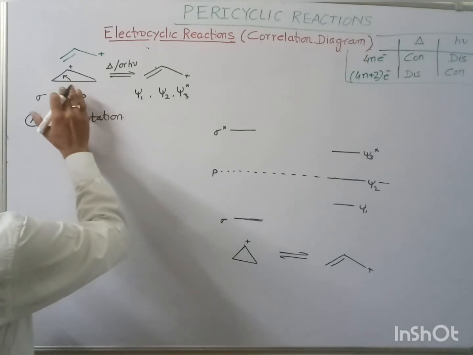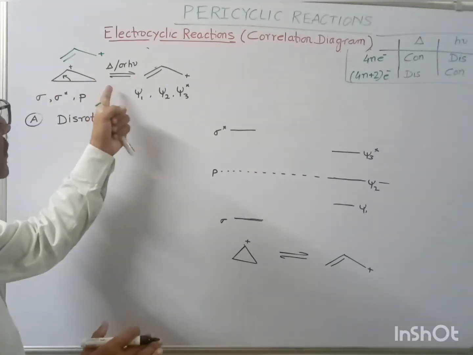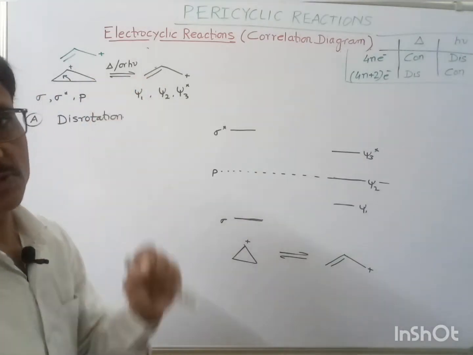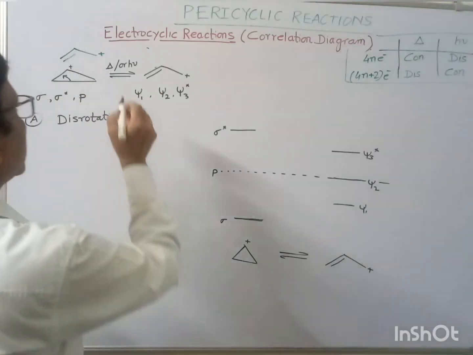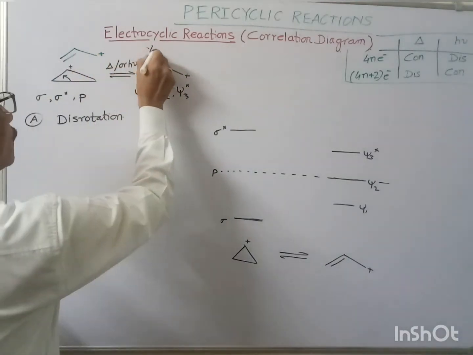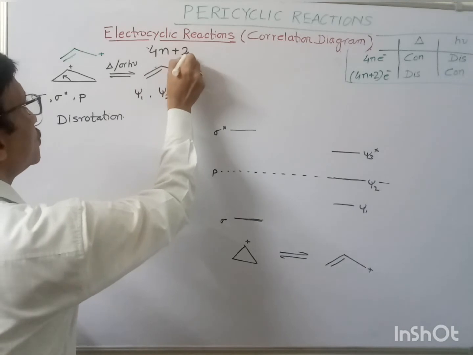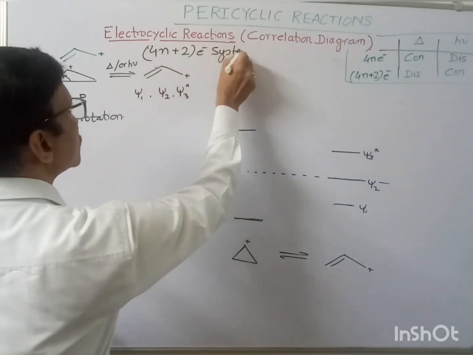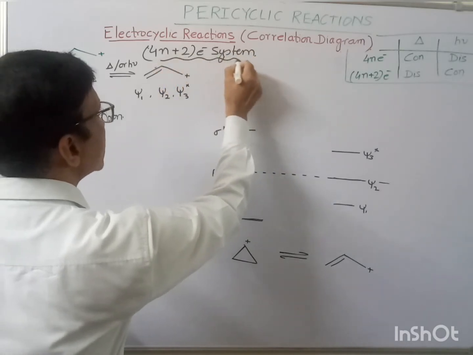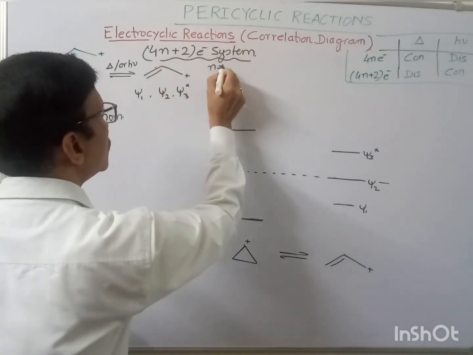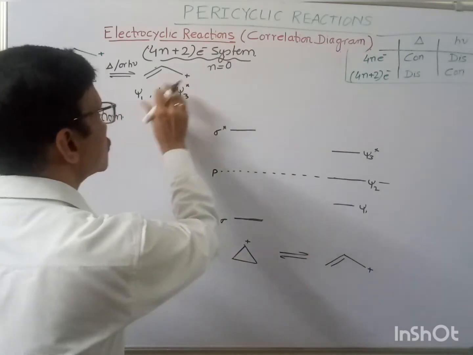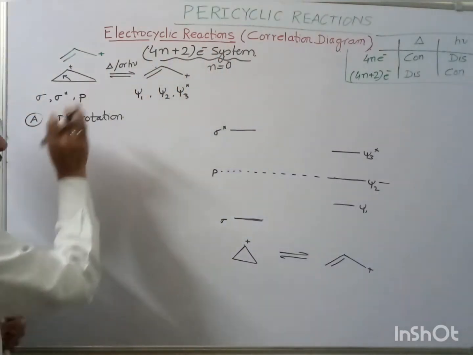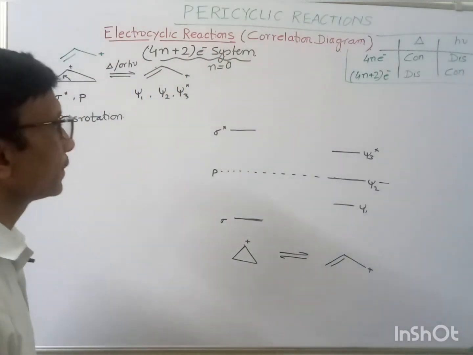So how many electron system is this? As 2 electrons are involved over here, this is an example of a 4n plus 2 electron system, where n is equal to 0 because 2 electrons are involved. This is a 2 electron system that we can say.